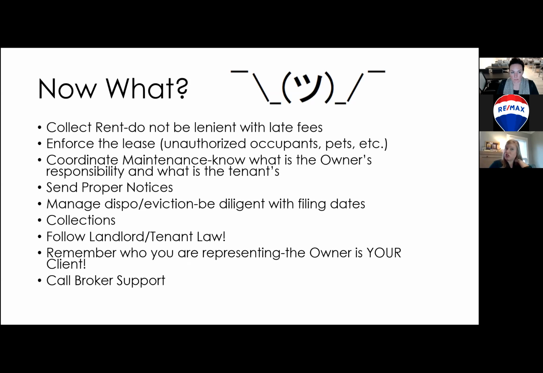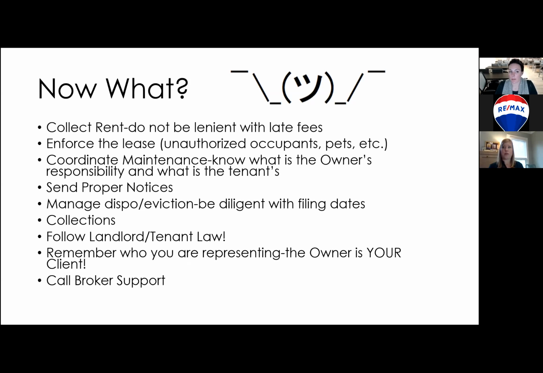You're going to want to manage your dispo and eviction. Be diligent with filing dates. So if the rent isn't paid, you need to have a date that you are filing that eviction, filing with the courts. Hey, rent's not paid, and it needs to be consistent. And just keep in mind that evictions can take anywhere from 30 to, we've seen 90 days, even longer now. 30 days is very, very rare that it can happen that quick.